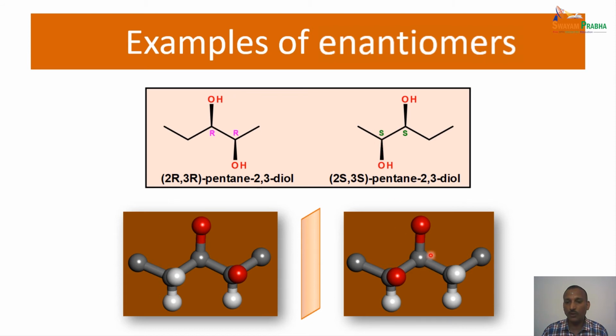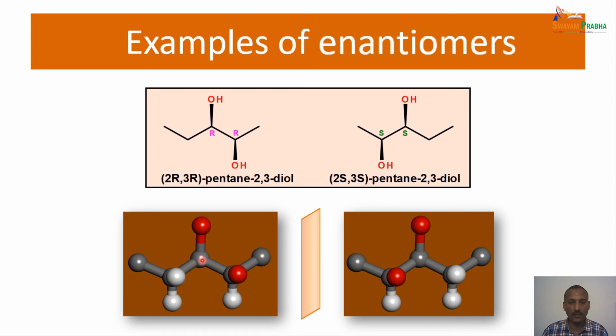The same way you can also assign for this carbon and this carbon. So here in this particular case, pointing towards the observer is going to be the S isomer, and in this particular case pointing towards the observer is going to be the R isomer. So that again we can confirm.